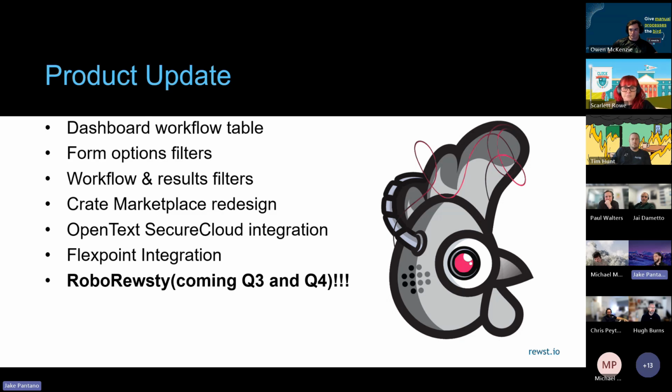But for the major announcement, we actually developed RoboRewsty. So this is coming in quarter 3, quarter 4. This was demonstrated at Flow, and we do have some demonstration videos. But essentially, it's going to be an AI assistant which can help you build workflows, and it's actually really cool. So I'm very excited to show you the demonstration. What I'll do now, I'll show off those other little things first. Let me just share my screen here.